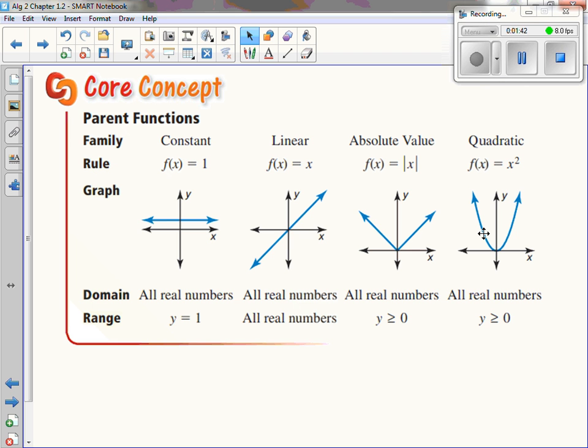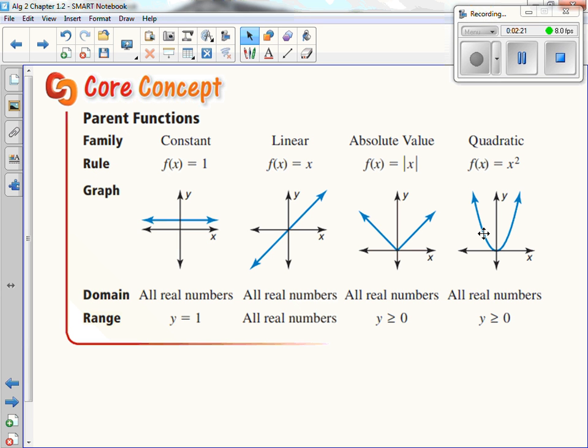Our absolute value function will look like a V. Any and all absolute value functions will always look like a V shape. The domain for the parent function will be all real numbers, and the range is going to be y is greater than or equal to 0. That's what it's going to be for the parent function every single time. The different transformations will change how it looks and what the domain or the range is, but the domain will always stay all real numbers, no matter how we change it.